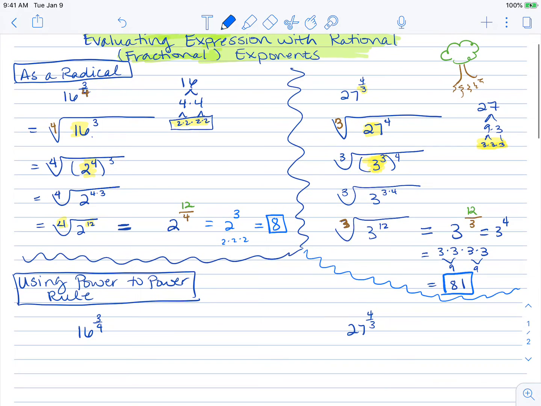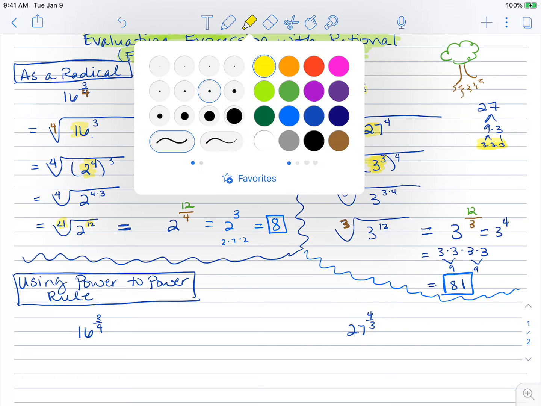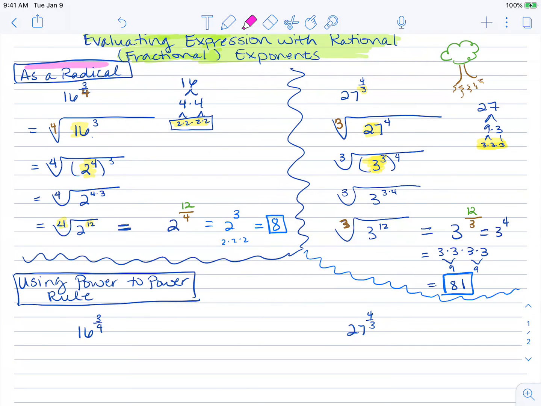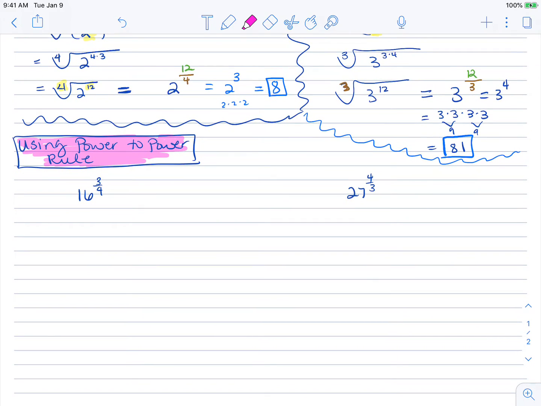Okay. Another thing I could do, so I can look at it as a radical. This is one way to look at it. So here's this guy. We looked at it as radicals. And then the other way I could look at it, I can look at it using this power to power rule from the get-go. So that's another way to look at it. And I could say that I can break this into power to power.